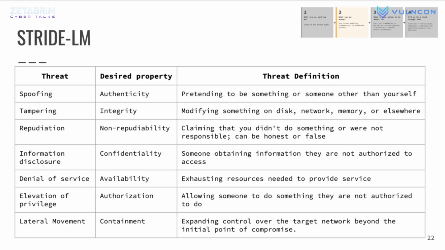Because of that, it fulfills the property of a loss of confidentiality, because somebody obtains information that they're not authorized to access. So I think this is quite simple to understand. If you look at the STRIDE-LM table, you should be able to infer this quite easily. Okay, so I will just jump to the next slide.